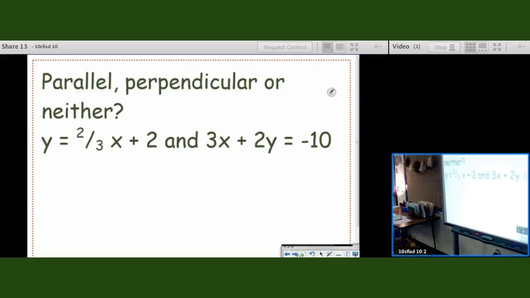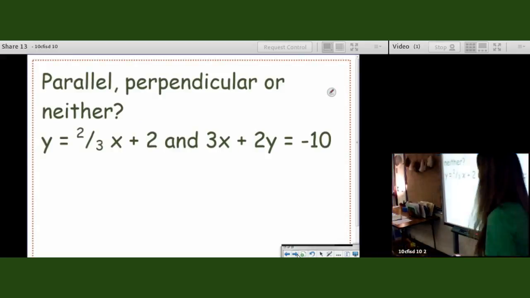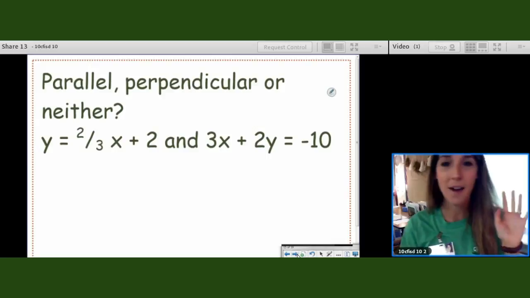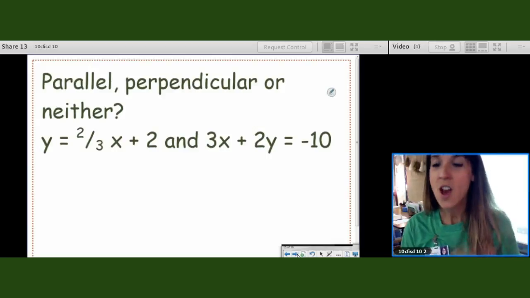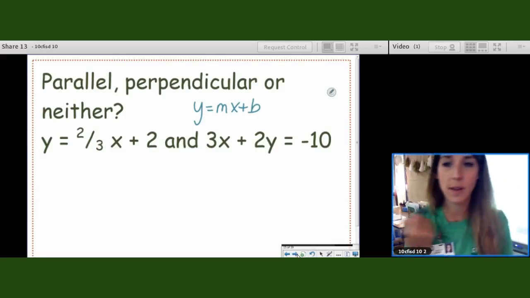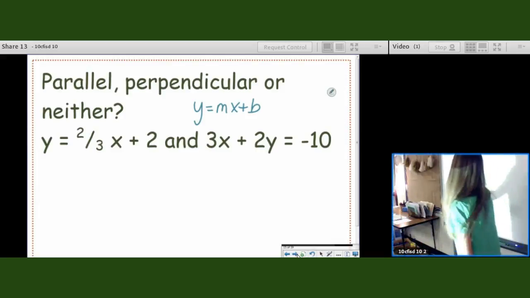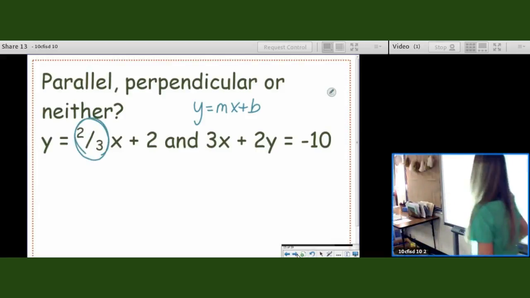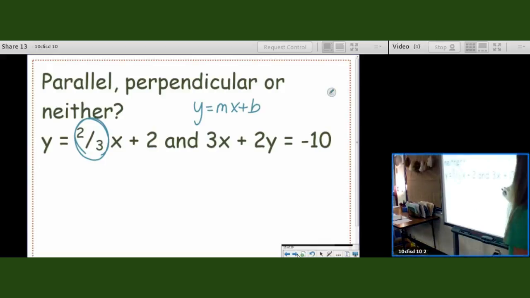Okay, another one: parallel, perpendicular, or neither. Remember, our goal here, we're going to talk about standard form on Tuesday, don't worry. Our goal here is to get them both in slope-intercept form because, like we said on the last slide, that is how we determine the slope. So we already have the slope to this one. It is 2/3. We need to find the slope to this one. So we will subtract 3x from both sides and divide by 2.